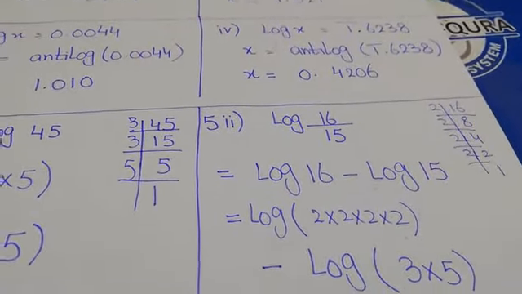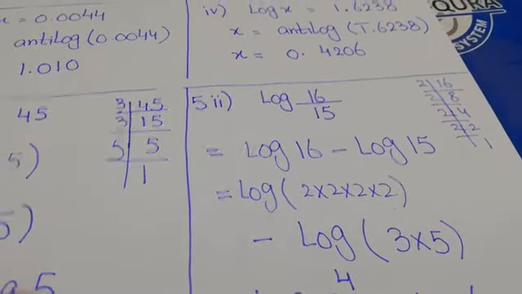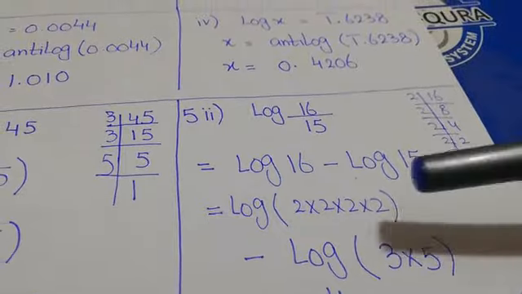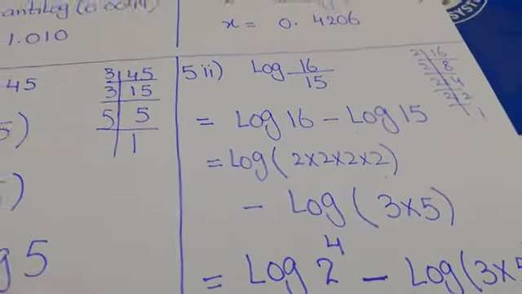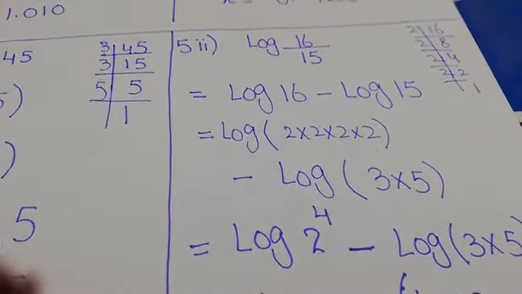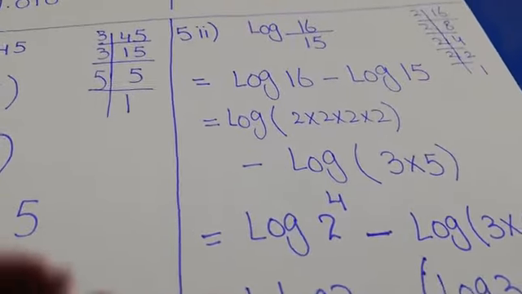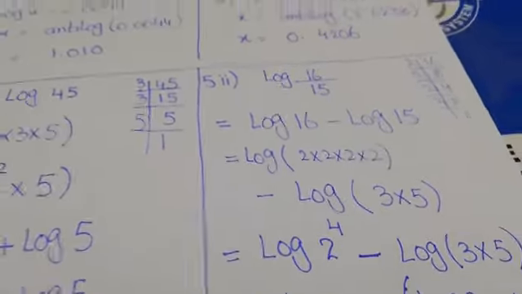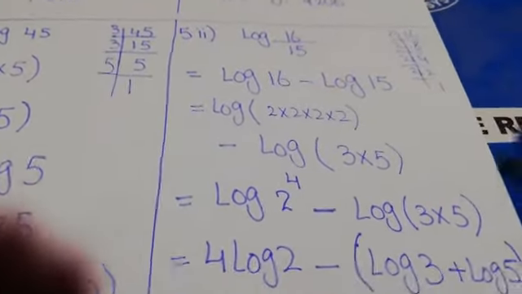So first of all, we will apply the law of logarithm, according to which when two numbers are dividing under the same log, division changes into subtraction. So it becomes log of the numerator minus log of denominator. Clear? So it becomes log of 16 minus log of 15. Now factorize the numbers, log of 16 and log of 15.